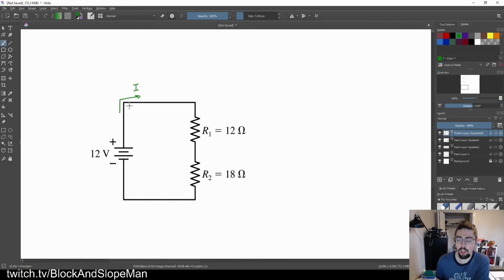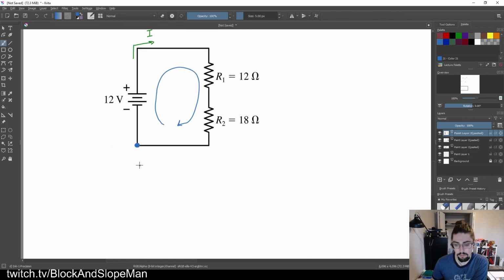Okay, there's no junctions, nothing like that, but now I need to draw a loop. I'm going to start from this point right here, and the point that you start with doesn't matter at all. I could start from any point along this thing, but here's a convenient spot for me. So now that I draw the loop, I'll draw it like this. So in order, positive 12 volts. Now we're going with the current through a resistor, so that's a minus 12 times I. With the current through the second resistor, minus 18 times I.